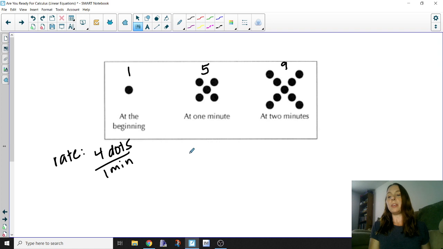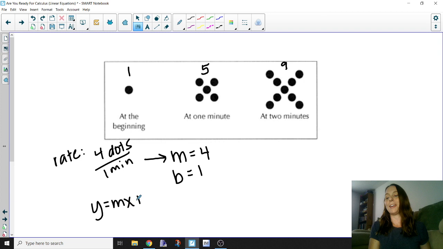But what I would like you to be able to do is say, okay, if I have a rate of 4 dots per minute, that is actually the slope of the linear function or the line that we could use to describe this situation. And if there was 1 dot at the beginning, that's the y-intercept. Do you remember this? Y equals mx plus b. Does that sound familiar? I really hope so.